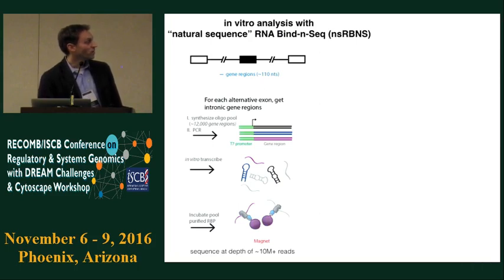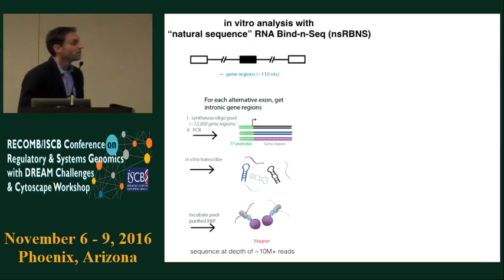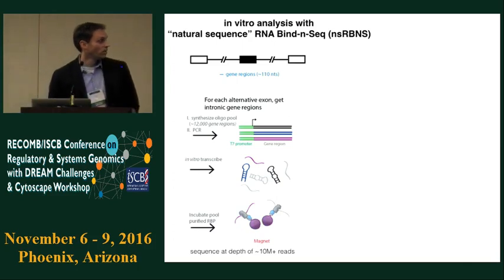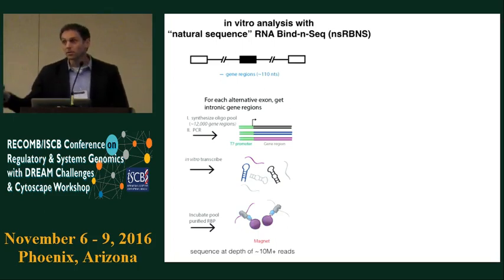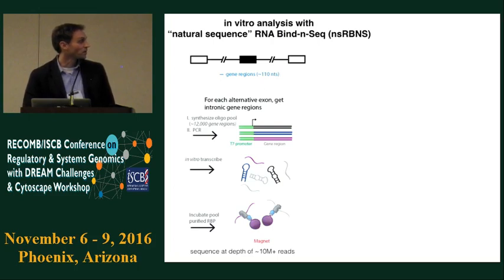We have a pool of about 12,000, and then we incubate this pool with recombinant tagged RNA binding protein, and then pull down the protein on beads and elute the RNA and make a library and sequence it and look at which of these RNAs are bound by the protein and which are not.